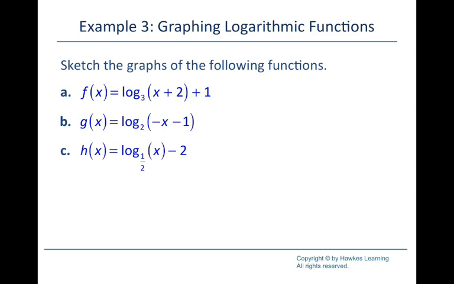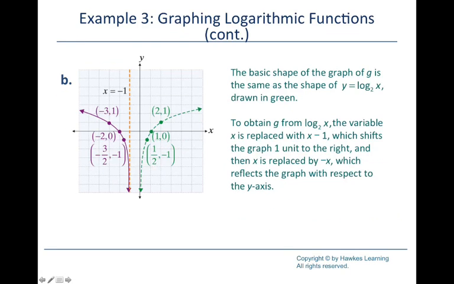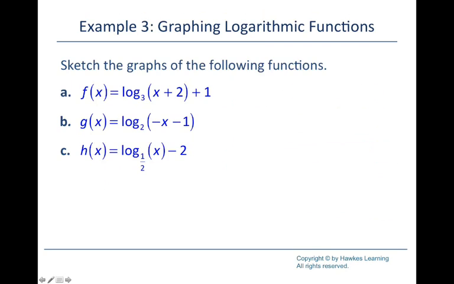In B, if we factor out that negative, okay, let me go back. Okay, in B, you're going to have log base 2 of negative and then x plus 1. So I believe that one's going to be a reflection over the y-axis, but it's also going to be left 1.